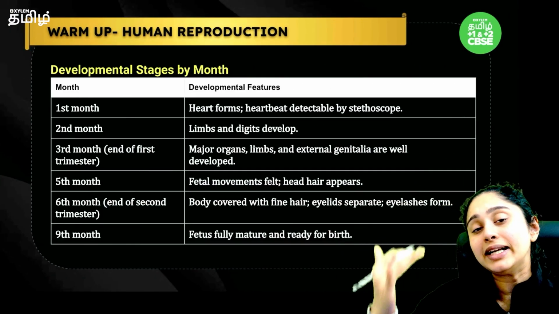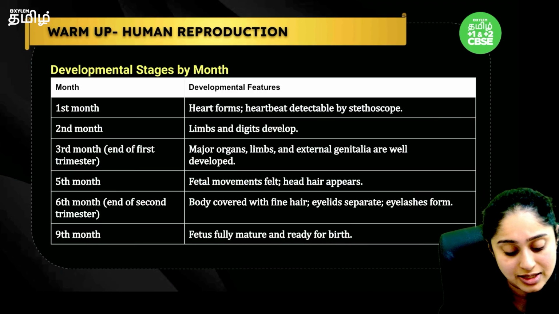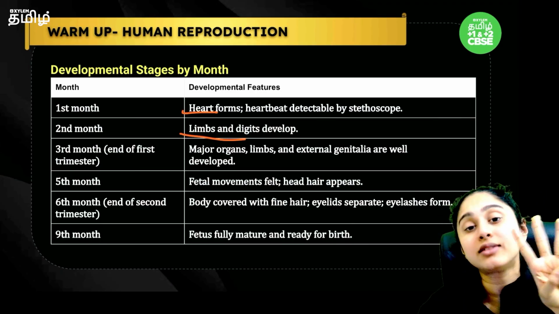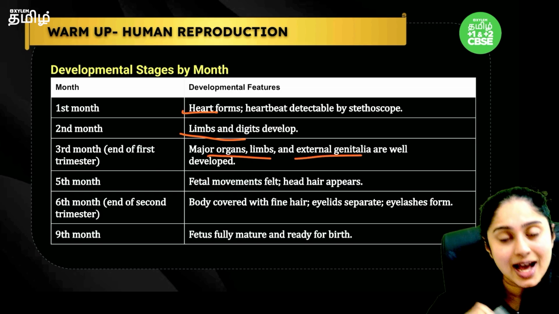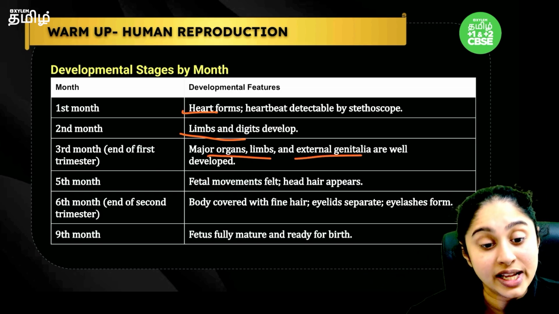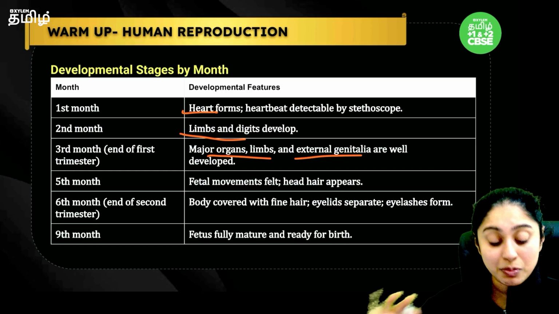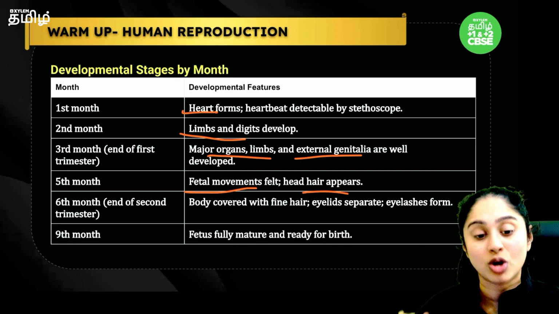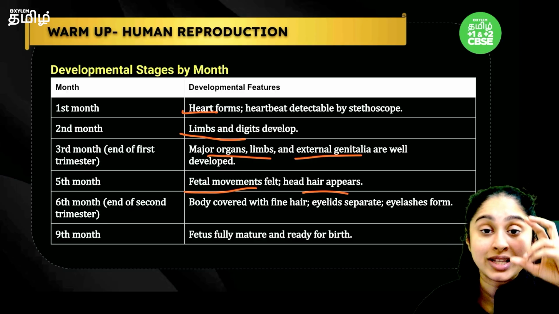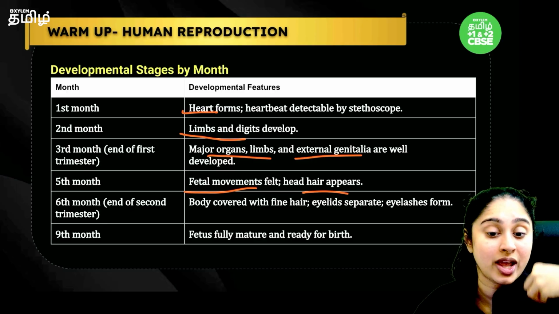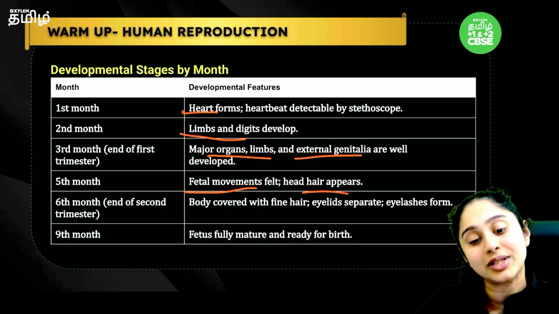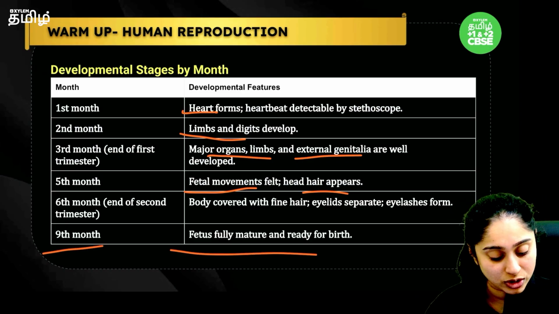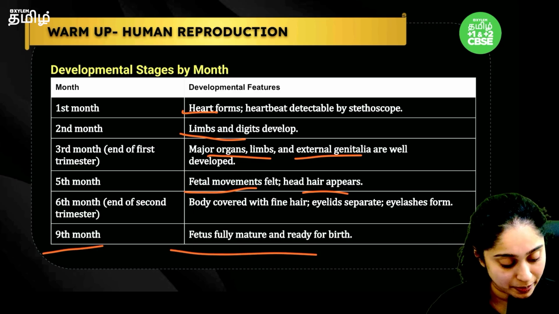So if you see the entire pregnancy, in the first month the heart will be formed. By the second month, you have limbs and digits. By the third month, the external genitalia as well as all the organs are already well formed. Okay. Then in the fifth month, there are some movements and hair starts appearing. By the sixth month or the end of the second trimester, you can see eyelids, eyelashes, okay, and fine hair on the body also forming. Okay. And by the ninth month, the baby is completely ready for the birth process.